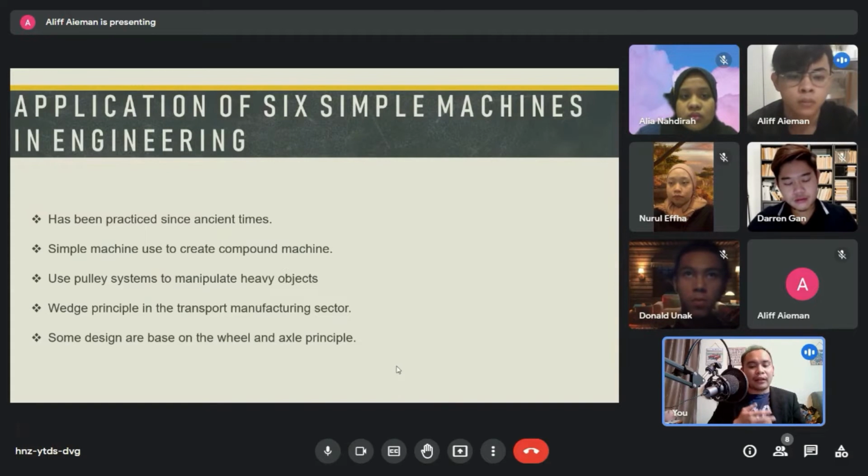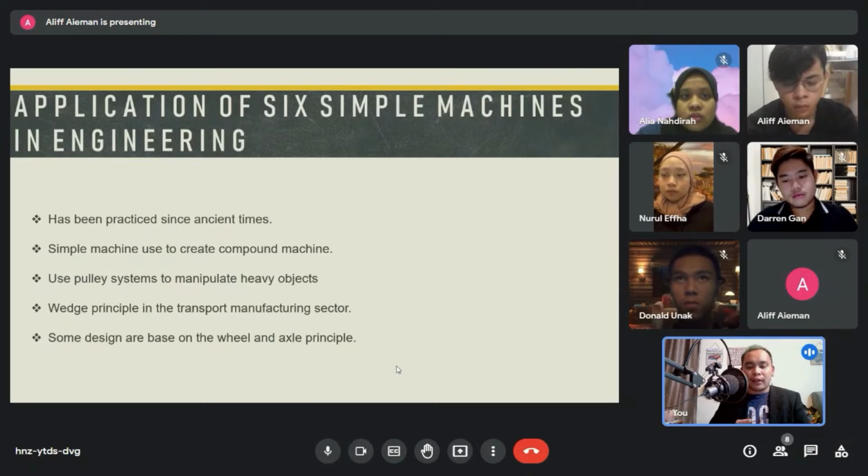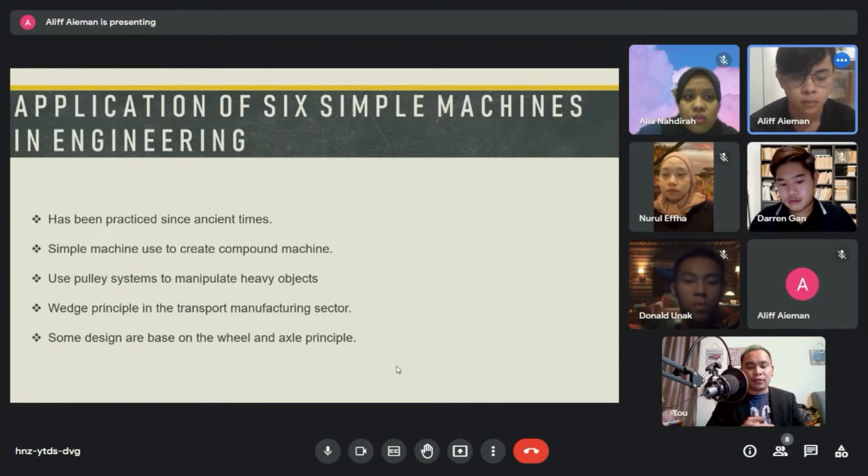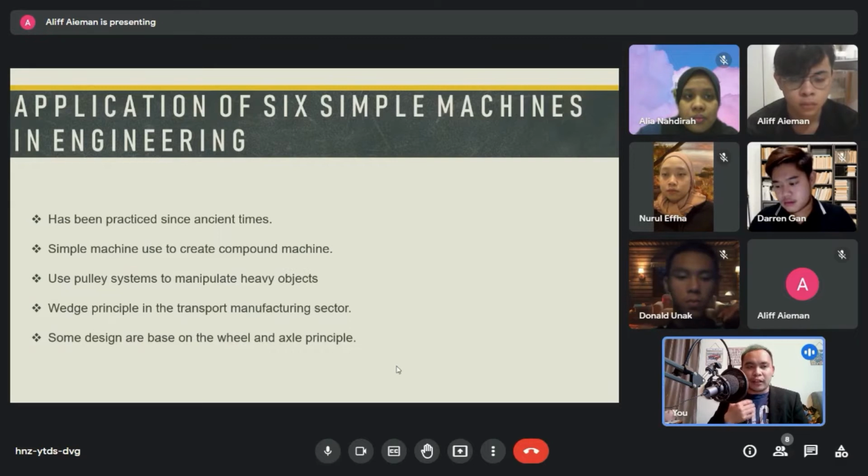Okay, second, the wedge principle is used in the manufacture of transport, where the principle helps engineers to cut through the air by inserting a pointed wedge in the front of the transport. The wheel and axle principle is used by engineers to design things like door knobs, mechanical gears, and so on. This is because engineers refer to the rotational force of the wheel and the axle, how to pronounce, torque, something like that.